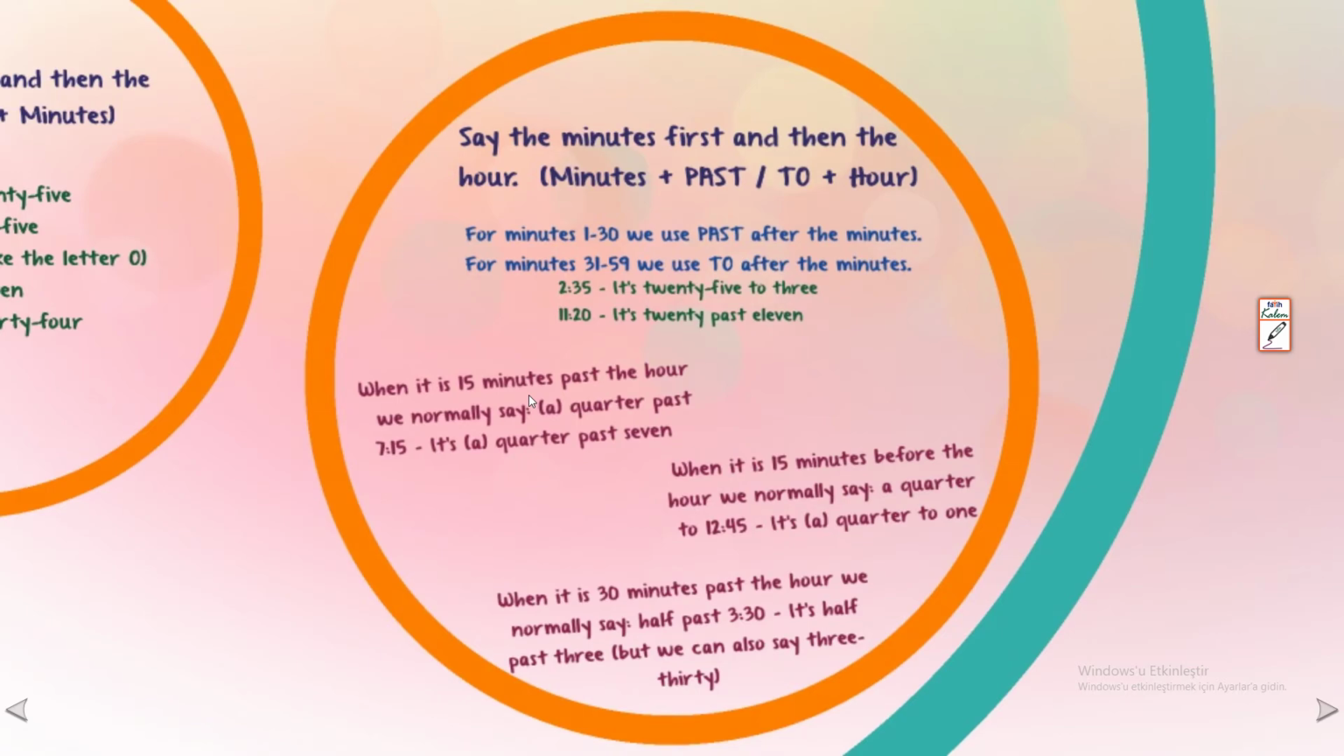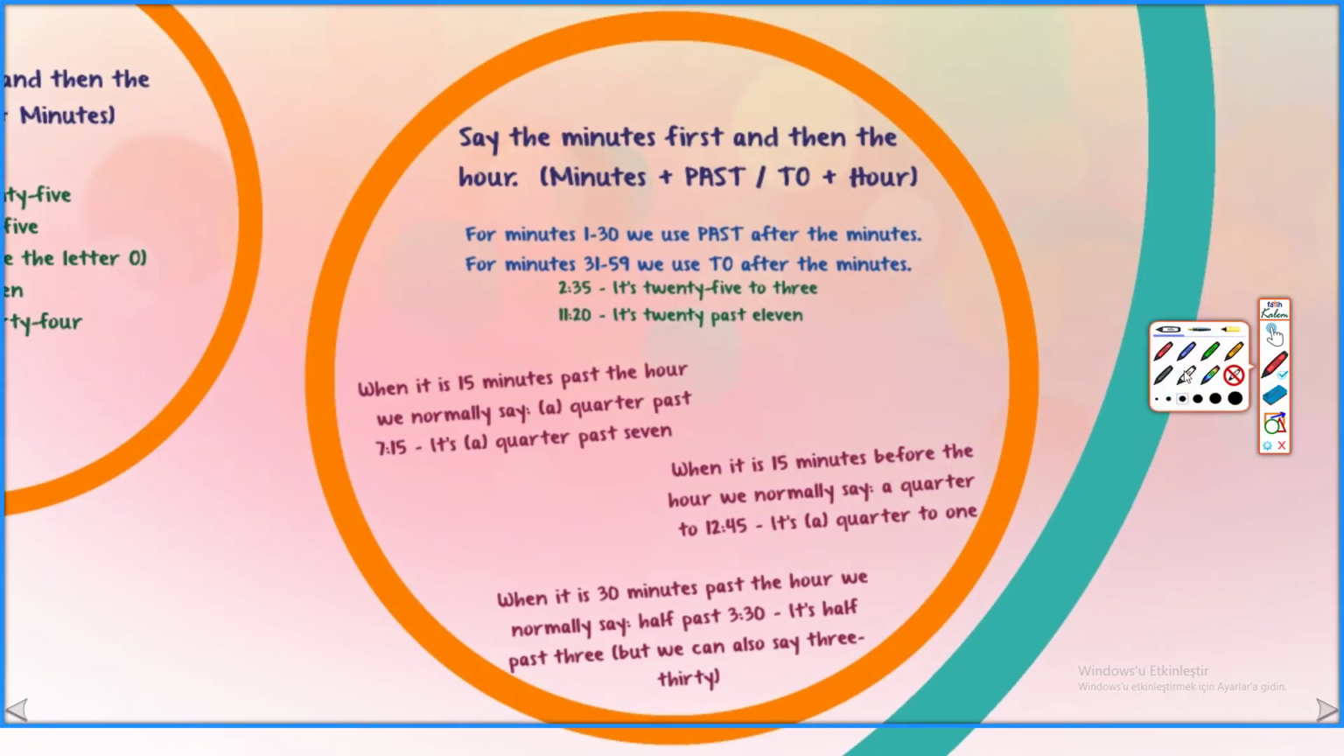And the other way is to say the minutes first and then the hour: minutes and past or to the hour. When we say past or to, we say the minutes first and the hour later. For minutes from 1 to 30, we use past after the minutes. For 31 to 59, we use to after the minutes. This is very important, guys.